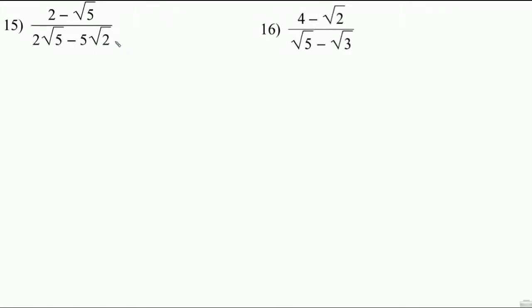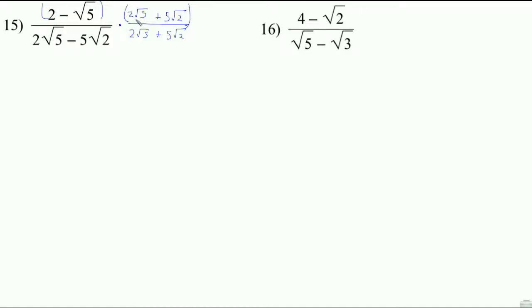We have a square root of 5 and a square root of 2. We still apply the property or the concept that we're going to multiply by the conjugate. So this time it's a negative. Again, we don't want square roots in the denominator. That's why we have to do this. So we're going to multiply by 2 root 5 plus 5 root 2 in both the numerator and denominator, because we're just then multiplying by a special form of 1.